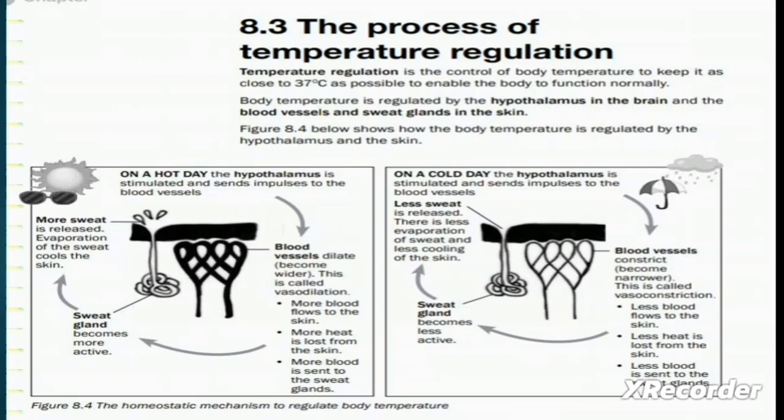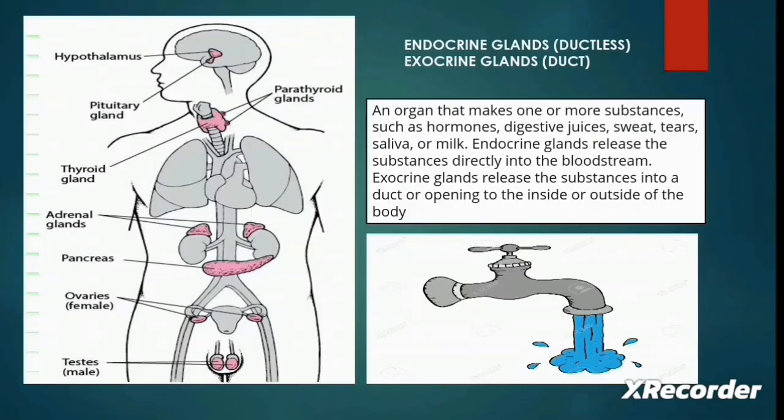Less blood flows to the skin, less heat is lost from the skin, less blood is sent to the sweat glands. Sweat glands become less active, less sweat is released, there is less evaporation of sweat, and less cooling of the skin. So if they ask you, name the heat regulation center in the brain, that is the hypothalamus.